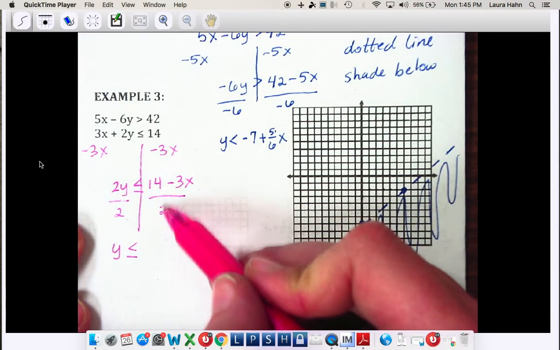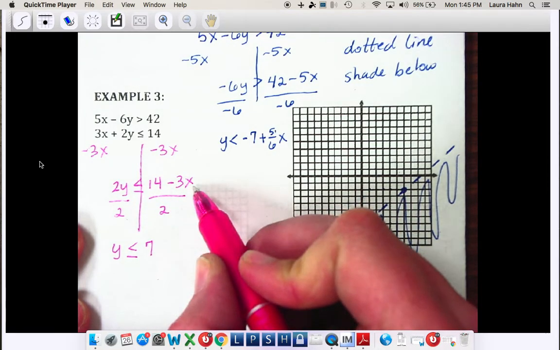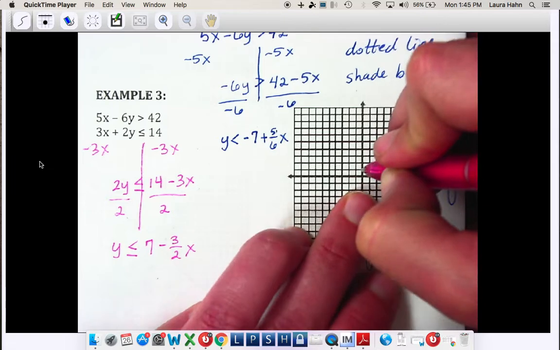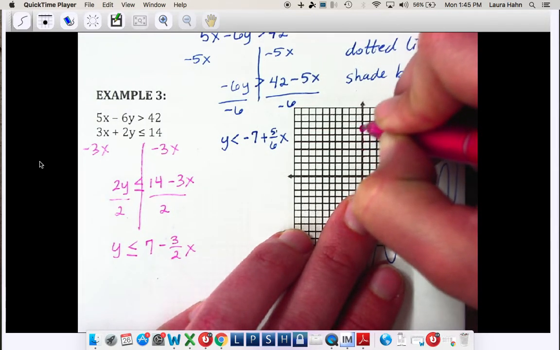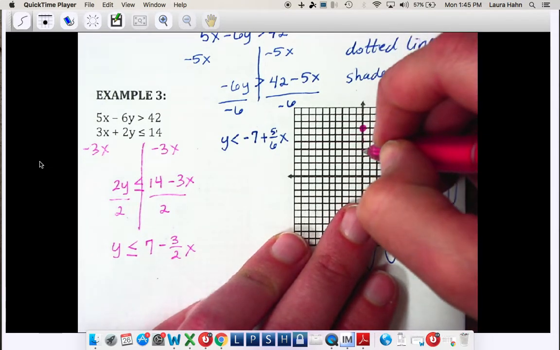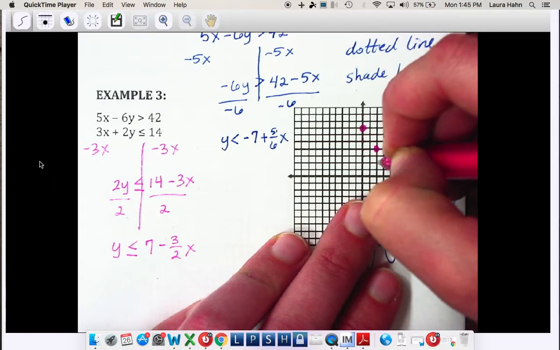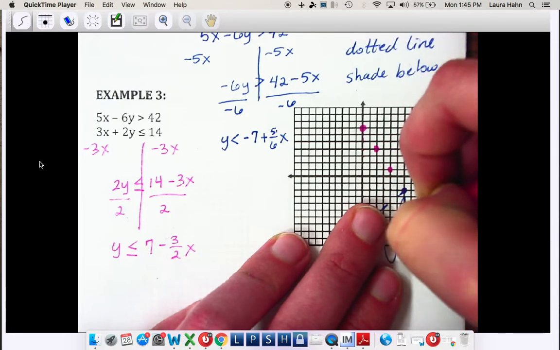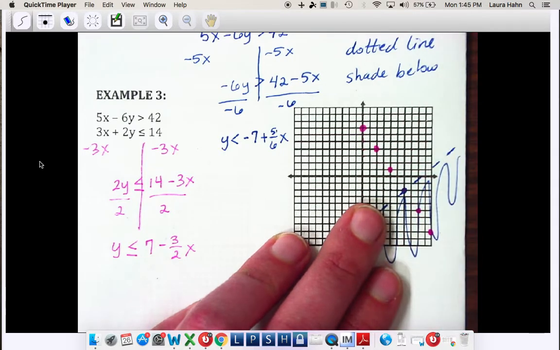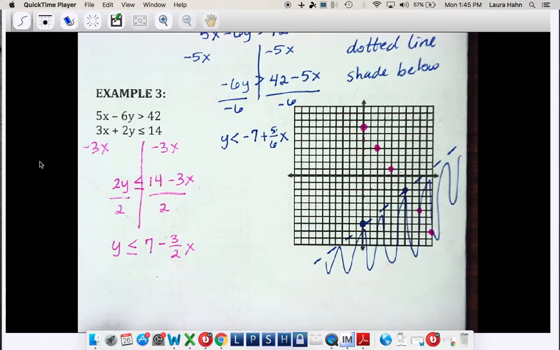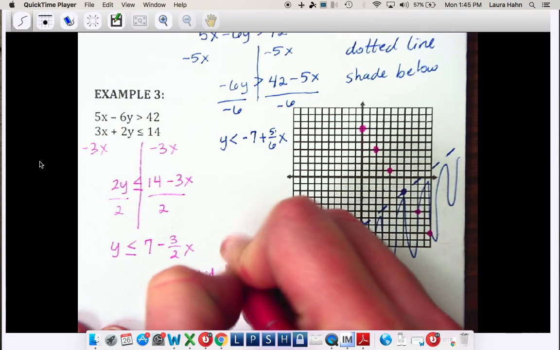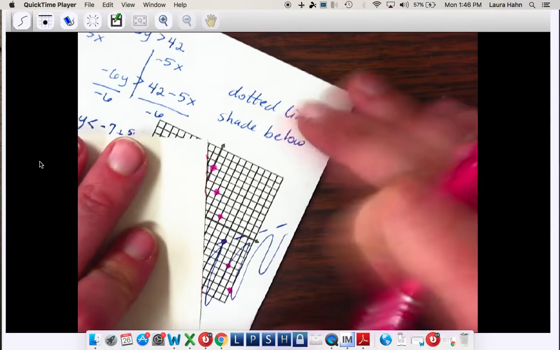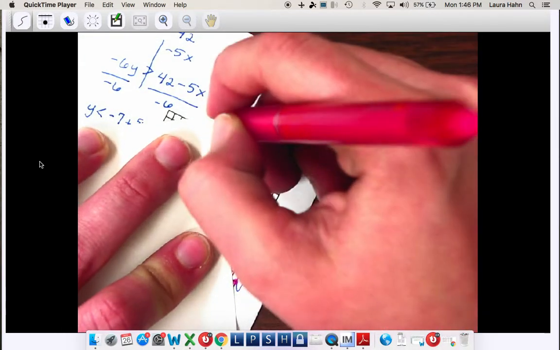First, I take 14. 14 divided by 2 is 7. Then I'm going to take negative 3x and divide by 2. That's going to give me a negative 3 halves x. So my y-intercept is 7. My slope is negative 3 over 2, so I'm going to go down 3, right 2. And keep doing that. Down 3, right 2. There is a solid line under my symbol, which tells me I need a solid line. So I'm going to go ahead and do that. Here's my solid line.